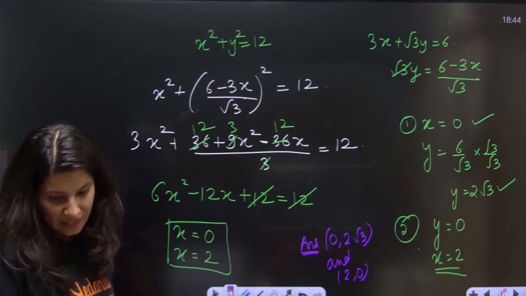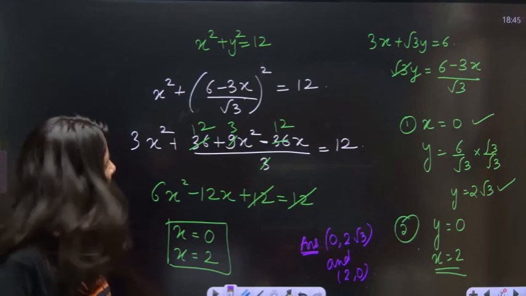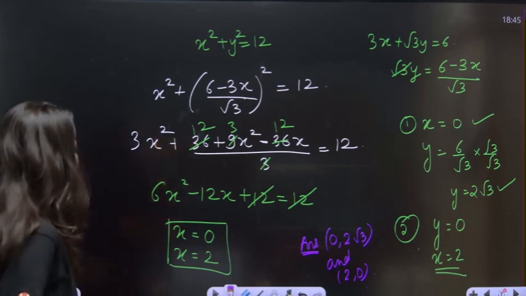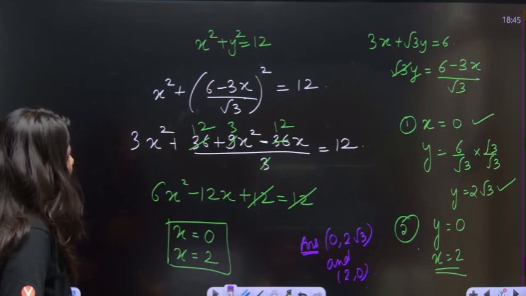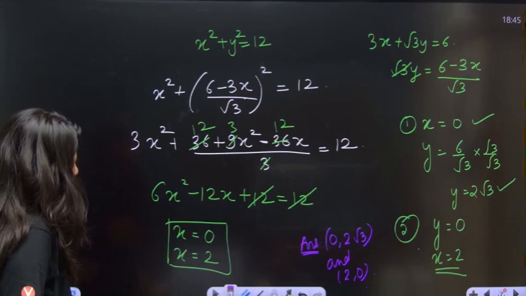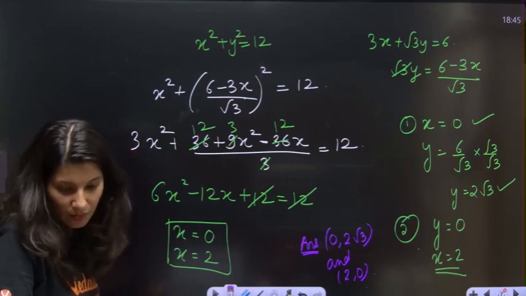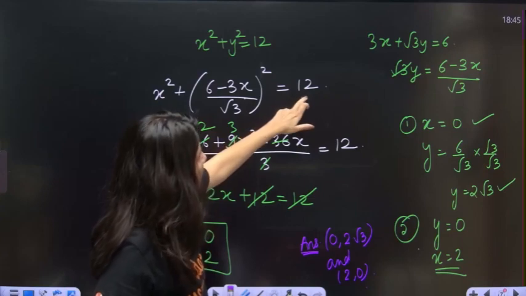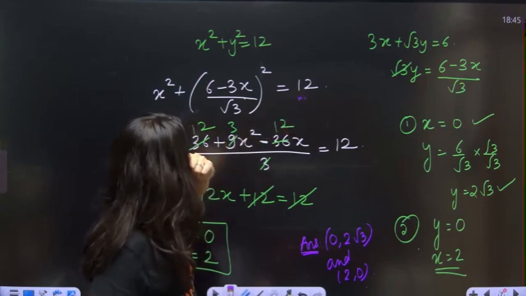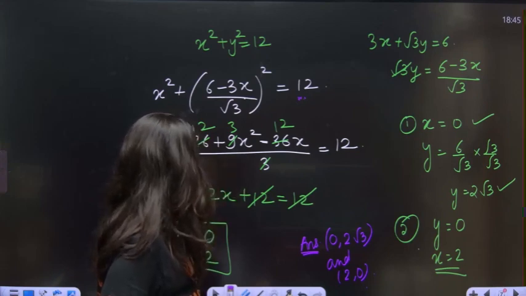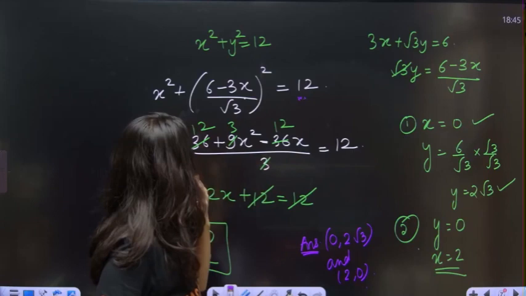You made a mistake in 3x square. I did some mistake in 3x square. How come? 9x square, 6 threes are 18, 18 into 2 is 36. Six x square minus 12 equals 0. Ma'am, on the right side, is it 12 or 36? This is 12 only, no? This will definitely be 12. On the right side, what are you saying? If I have taken LCM, 3 I am cancelling out from right here.